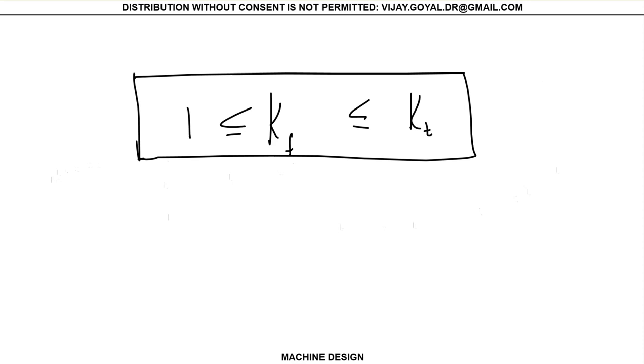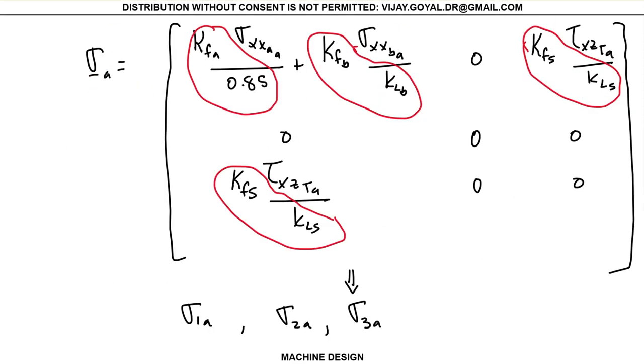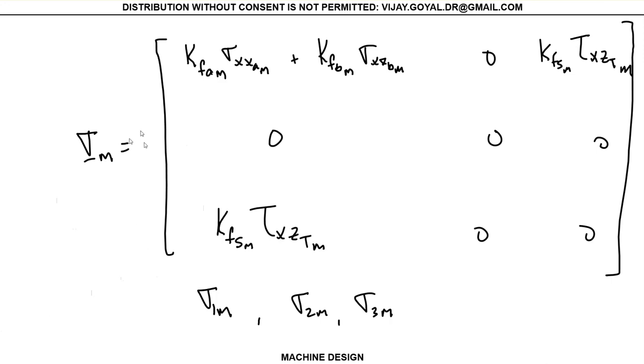This is KF. From there, you're going to build your state of stress for alternate, and you have to divide by your loading factors. Remember, the 0.85 is always there, regardless if it's ductile or brittle materials. And for the mean, you don't have any divisions, so you just use this as is.